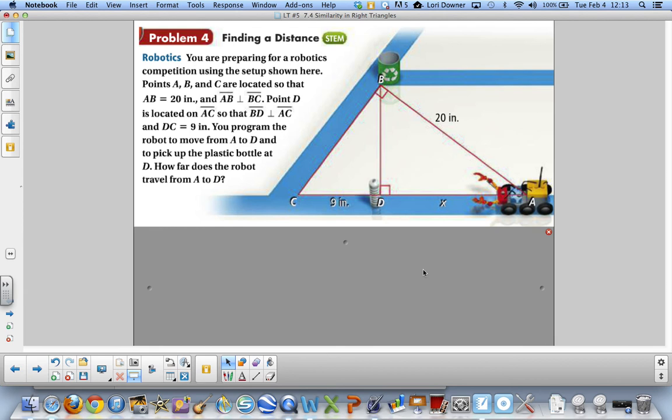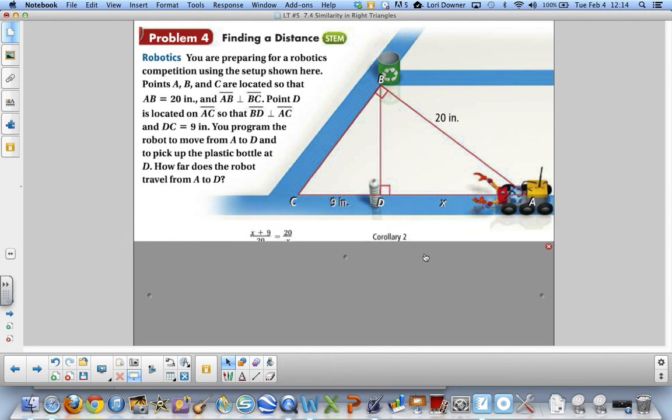Finding a distance. If we're looking at a robot, and you're preparing for a robotics competition using the setup shown here, points A, B, and C are located so that AB is 20, and AB is perpendicular to BC. Point D is located on AC, so that BD is perpendicular to AC, and DC is 9. You program the robot to move AD and pick up the plastic bottle at D. How far must the robot travel?